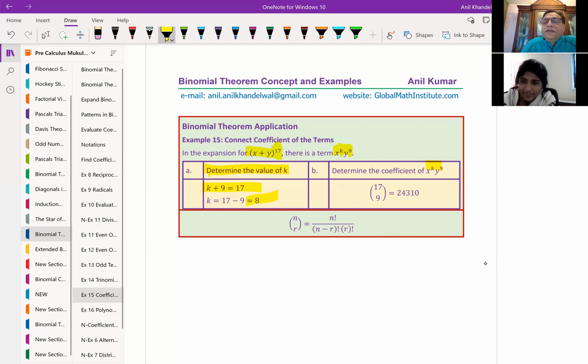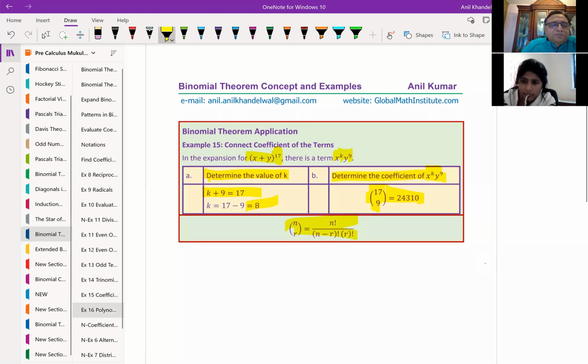Once you know k is 8, the second question is determine the coefficient of this. That k is 8, right? Anyway, 17 we know, and we know 9. So the coefficient will be 17C9, correct? That is part 2. You can use a calculator. Calculator does have this function, combination formula, and then you can use this to find the value. So that is the best way to do it. Otherwise, you know the formula to use and then calculate.